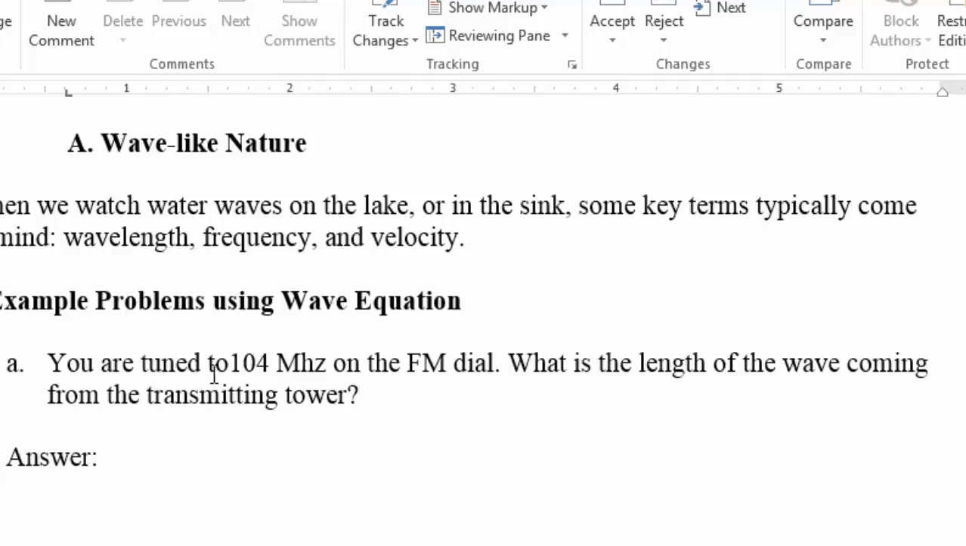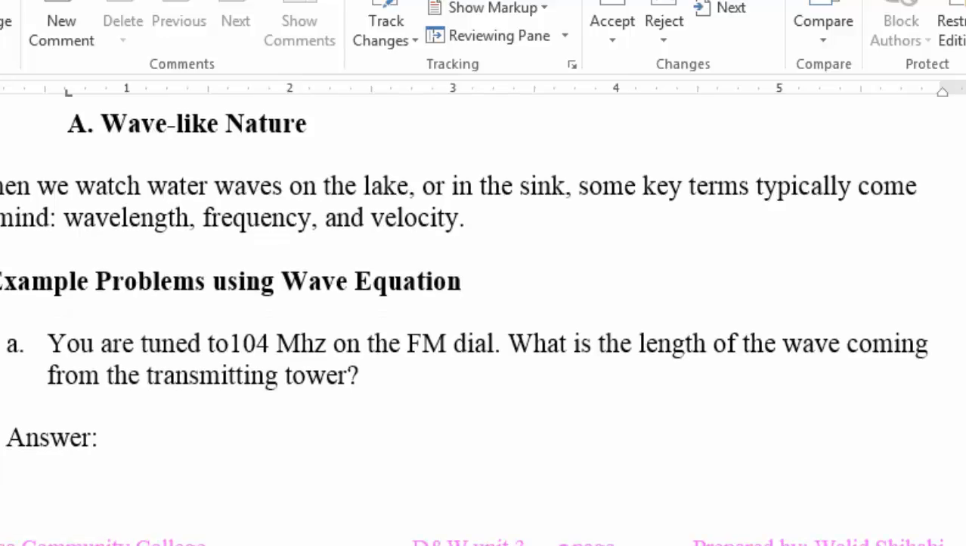Suppose you turned on your radio and you tuned it to 104 megahertz on the FM dial. What is the wavelength coming from those transmitting towers? So if we analyze the problem, we are given the frequency, which is 104 megahertz. And if you recall, mega represents 1 million, which is 10 to the power 6.